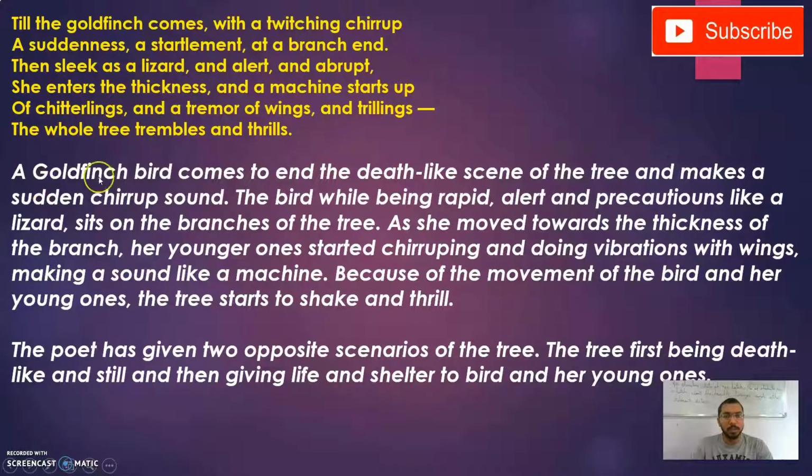See the explanation where I am pointing the cursor. The goldfinch bird comes to the end of the death-like scene of the tree and makes a sudden chirrup sound. The bird, while being rapid, alert, and precise like a lizard, sits on the branch of the tree. As she moves toward the thickness of the branch, her young one starts chirruping and vibrating its wings, making a sound like a machine because of the movement of the bird and her young ones. The tree starts to shake and trill.